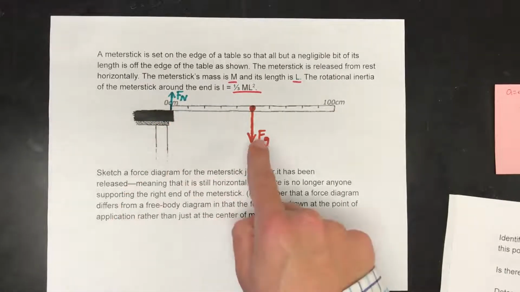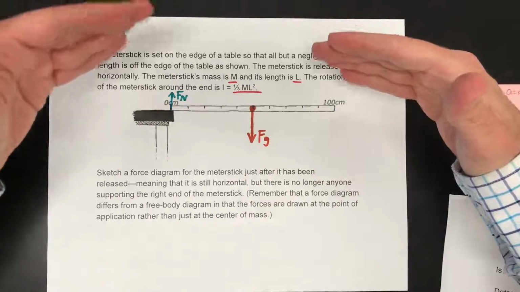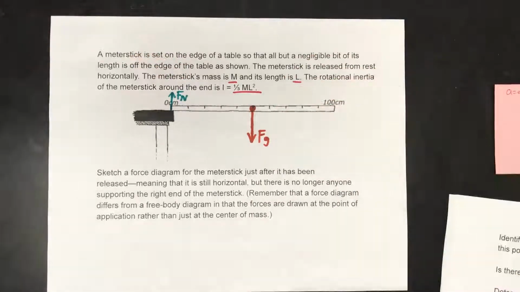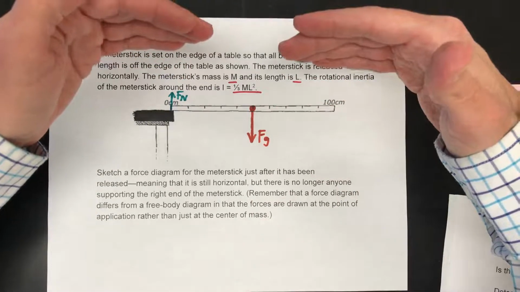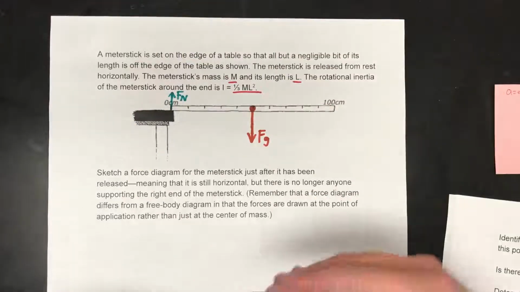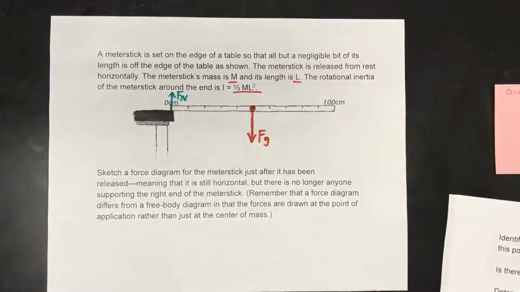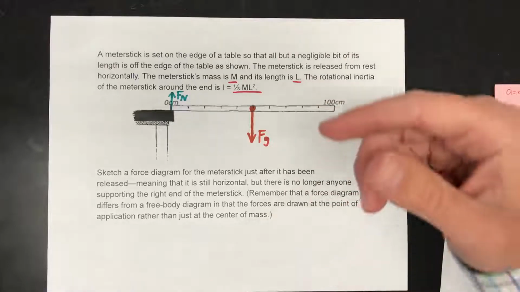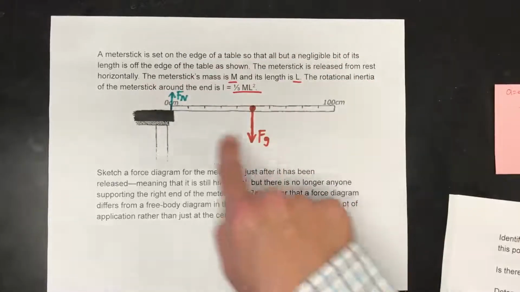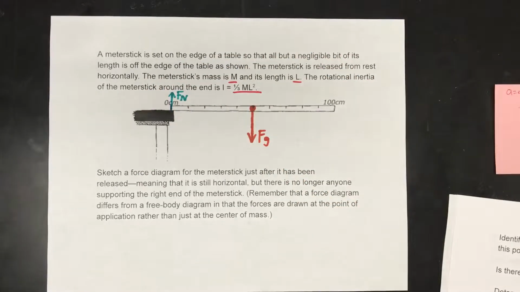This one has to be smaller than that one because overall the meter stick is moving down. So linearly, we know we have a net force down because we were at rest and now we're moving downwards. We accelerated downwards, it's better to say, and so the down force must be greater than the up force.